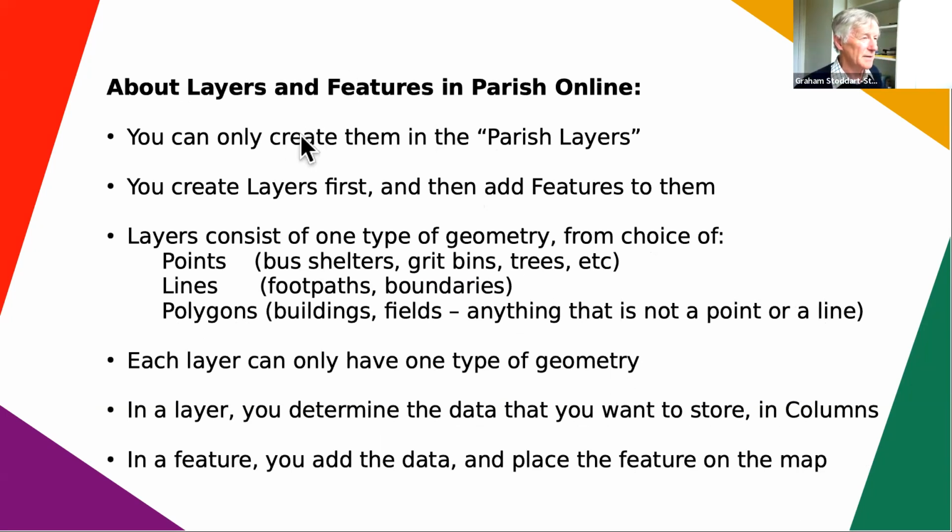Right, some of this is repetition again from this morning, I apologize. You can only create new layers in the parish layers section, and you create layers first and then add features to them. You've got three choices of geometry and each layer can only have one of them. Then you determine the data that you want to store in columns, which is what we did this morning, and then you add the data and place the feature on the map once you're in edit a feature or add a feature, but you've got to create the layer first.